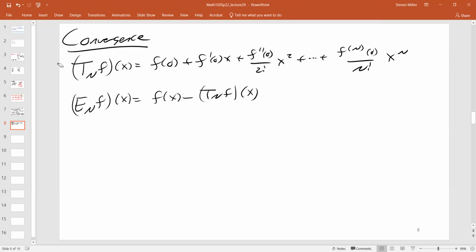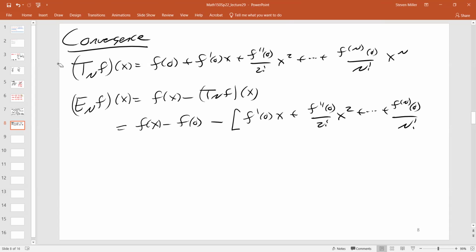Okay. So the first thing is, well, let's just naively plug away and see what happens. So this would be f of x minus f of 0 minus, and then I'm going to have f prime of 0 x plus f double prime of 0 over 2 factorial x squared plus dot dot dot plus the nth derivative at 0 over n factorial x to the n. Anybody have any thoughts about how we might approximate f of x minus f of 0? We do have a theorem that can let us understand f of x minus f of 0. Yes. The function minus the initial condition.